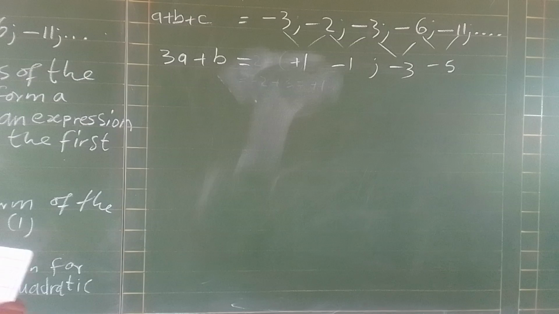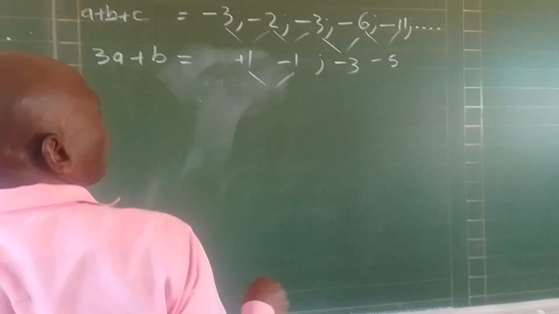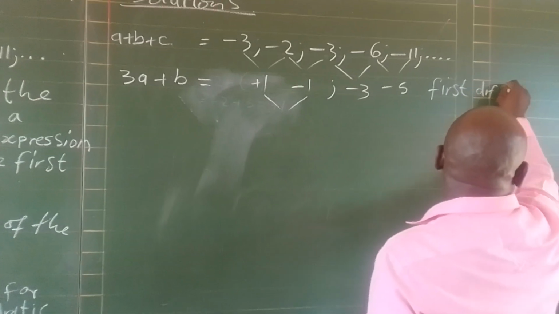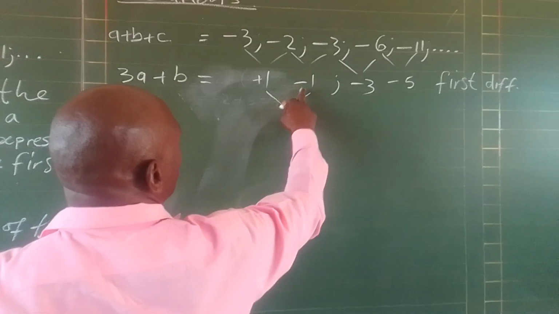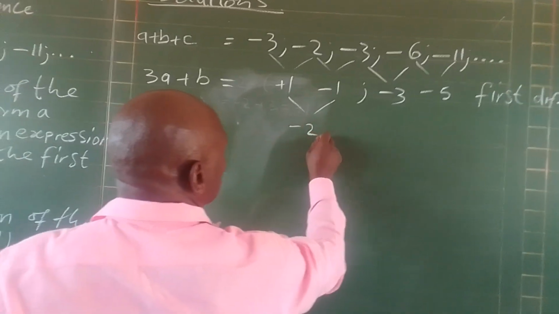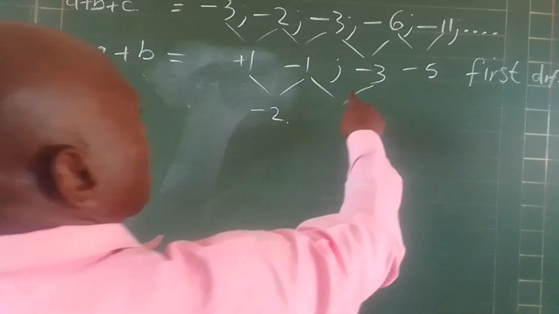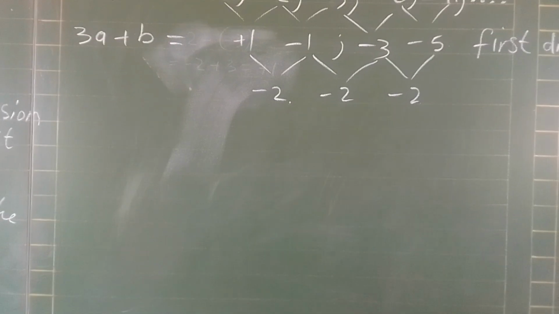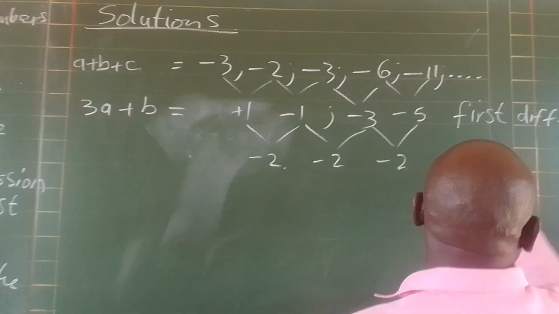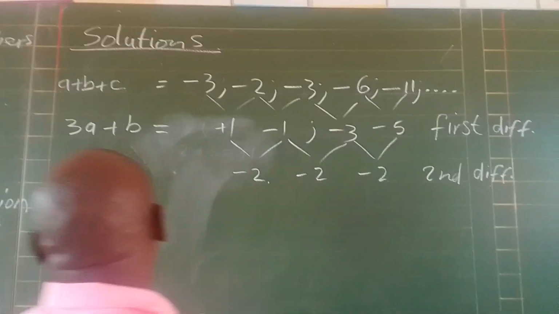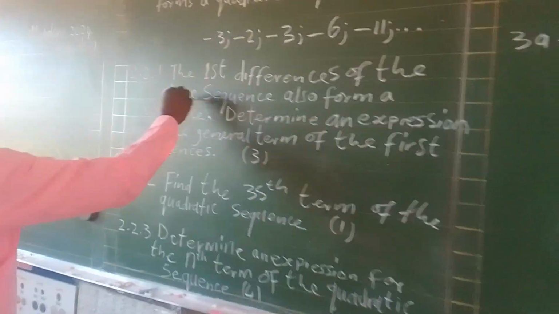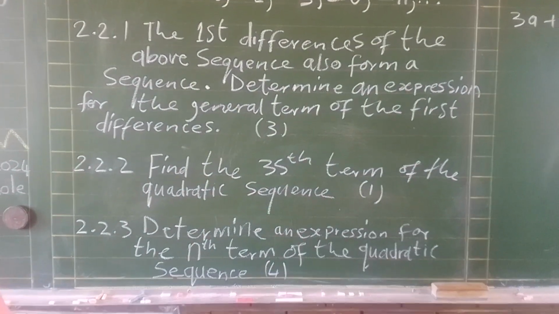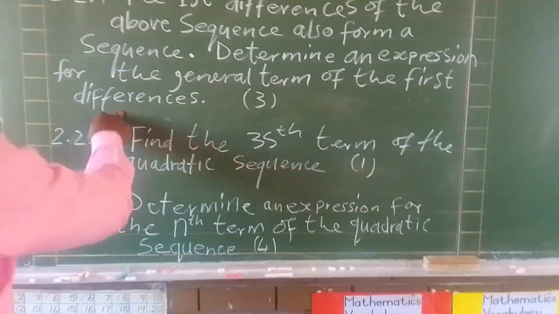And then the difference between the first differences, the second difference, is going to be -1 minus... -1 is -2, and then this one, it's -3 minus -1, which is -3 plus 1, which is -2. As long as you get a common difference, that common difference is going to be your second difference. Now, the question says the first differences of the above sequence also form a sequence. Determine an expression for the general term of the first difference for 3 marks.